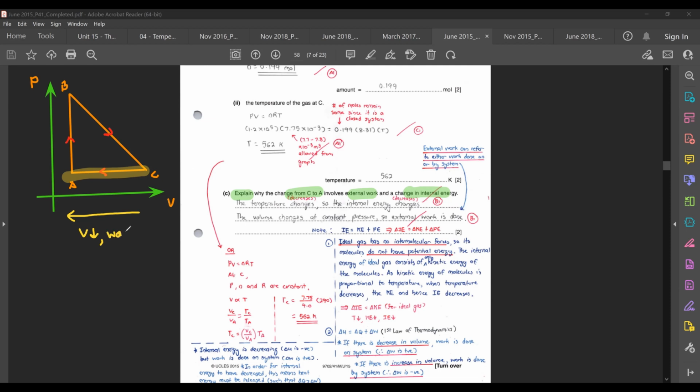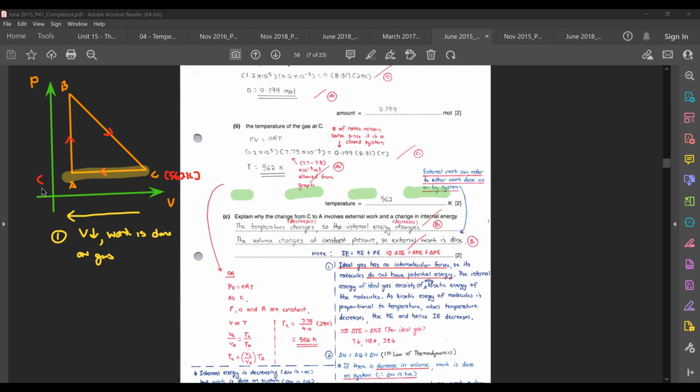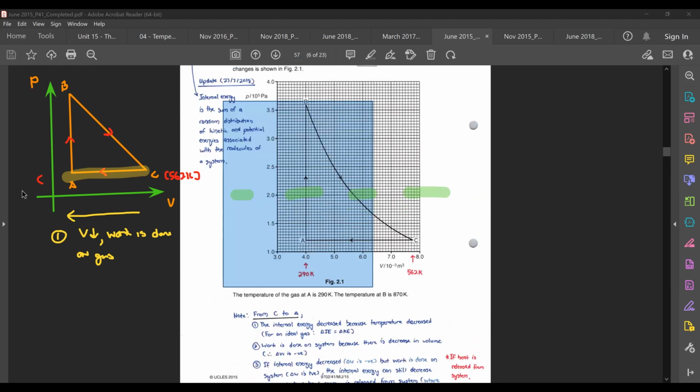Now, if you look at your graph, you will notice that from C to A, there's a decrease in volume. So there's a decrease in volume, work is done on gas. Okay. This one is one thing to note. And then when you look at the temperature changes, this one was 562 Kelvin, then it went down to 290 Kelvin.